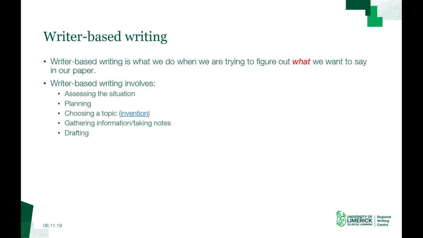Okay, so writer-based writing is what we do when we're trying to figure out what we want to say in our paper, okay? Normally, our reason for writing is that we've been given an assignment, and of course, when we sign up for a master's level or a doctoral level course, we're expected to produce a major research paper, a dissertation or a thesis, though other ways of being assessed in these programs are emerging, like by publication, practicum, and so forth.